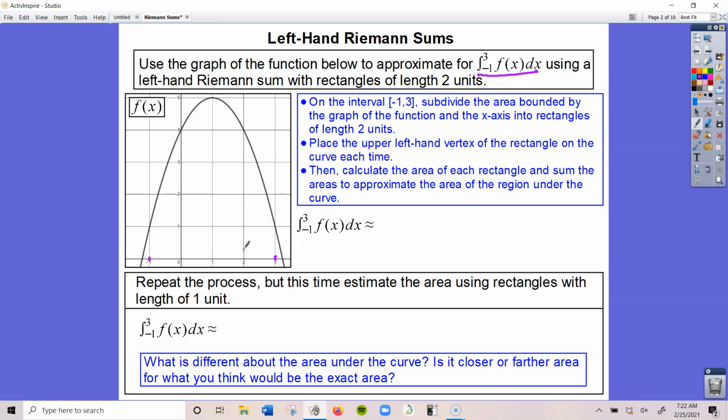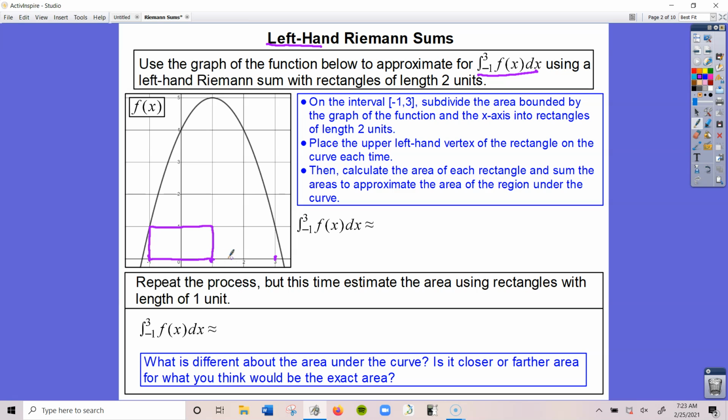Now what we do is we draw rectangles that have a length of 2 units. The x-axis rather, that is the length of the rectangle. So 2 units, that would be from -1 to 1. And because this is a left-hand sum, what we do is we place the upper left-hand vertex of the rectangle on the curve each time, meaning that on the left side here, this is the left side of my rectangle, the height is determined by the curve. So this would be my first rectangle.